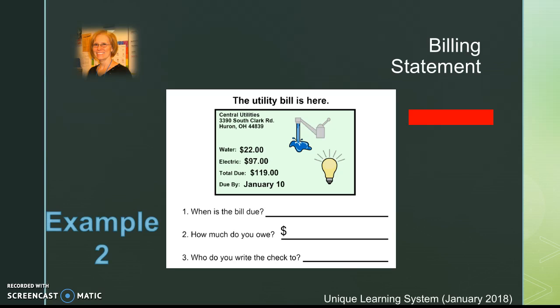Example 2. When is the bill due? Point to the date that the bill is made. Point to the date that the bill is due. If you pointed to January 10th, you are correct. If not, find January 10th and point to the information. Circle the date using your green pencil. Now answer question 1 by writing the date in green.